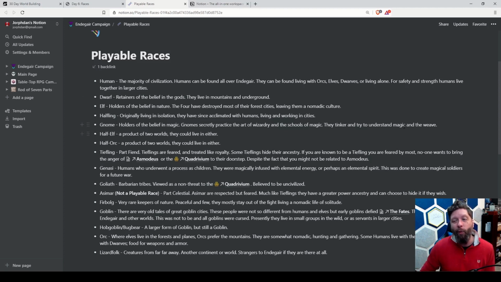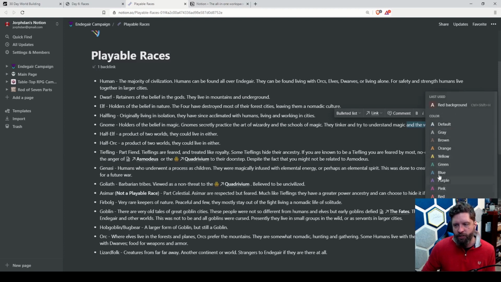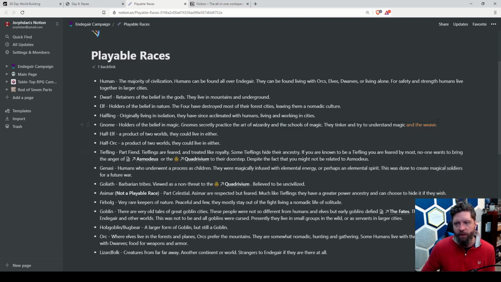Now, I used "the weave" because I didn't have a better word for this here, but I don't want to actually use that. So we're going to change that text to orange. Anything that's orange is stuff that I need to figure out later. But a better way of saying this is we'll just say understand magic and its source, and we should put that there.